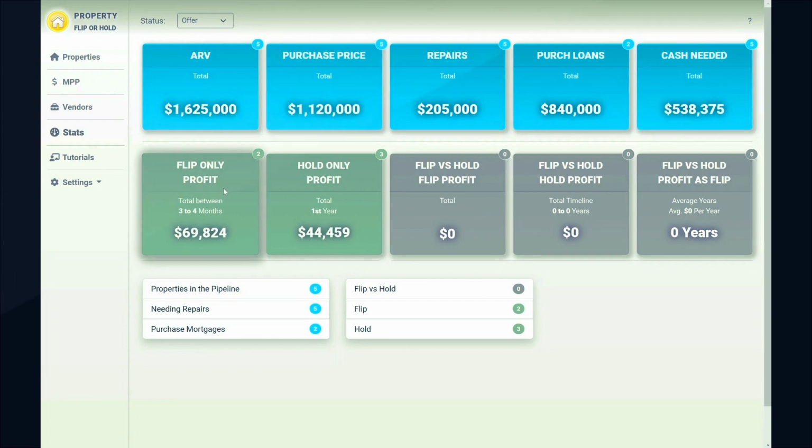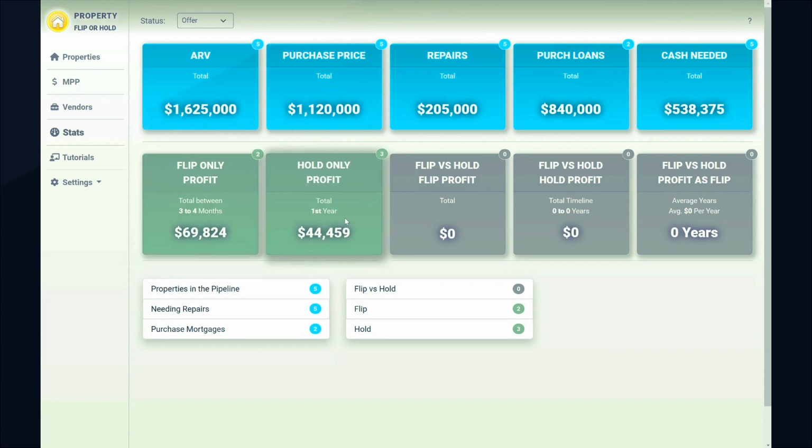Let's also take a look now at the flip only profit. So these are the properties that we're just going to flip only. We know that we're going to flip them. So it's going to take us between 3 to 4 months to flip each property on average, with a total of almost $70,000 in profit if everything goes well. If it takes longer, of course, the profit goes lower.